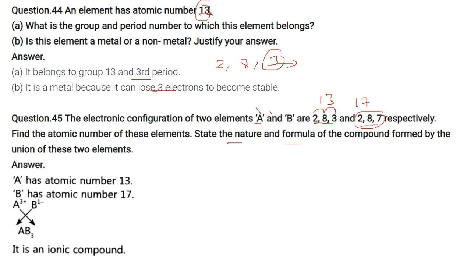A has atomic number 13, we have added these 3. B has atomic number 17, we have added these 3. And as I said, B requires just 1, but A will give 3. So in order to combine, we have to have AB3. This is an ionic compound.